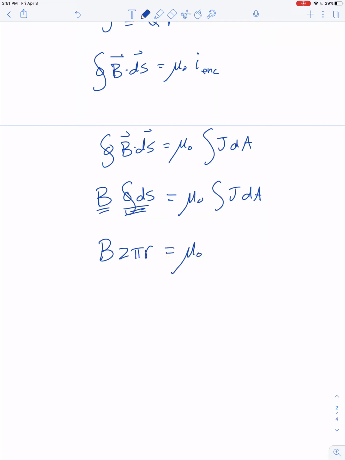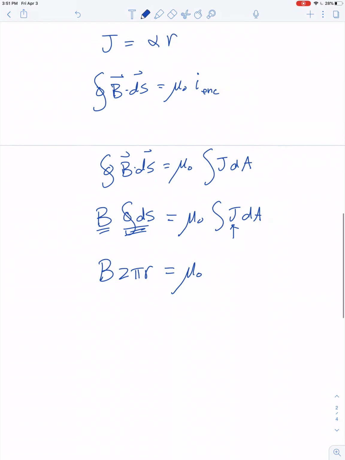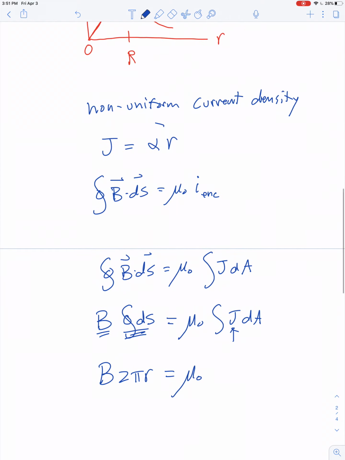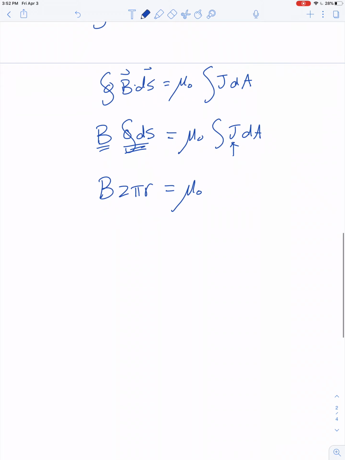On the right side of the equation, if J is uniform, I can pull it out of the integral sign. But in this case, we made up a hypothetical scenario where J increases the larger r happens to be. So I just make a substitution, and I replace J with alpha r. And then what can I substitute for dA?